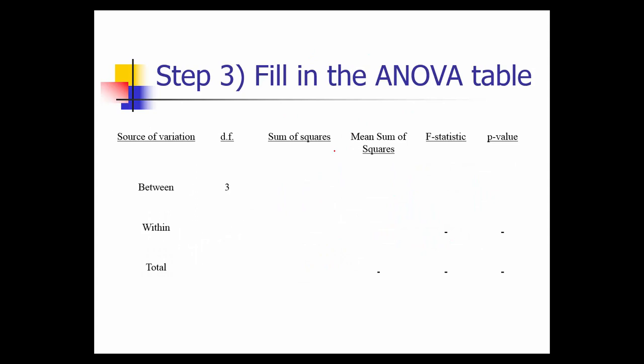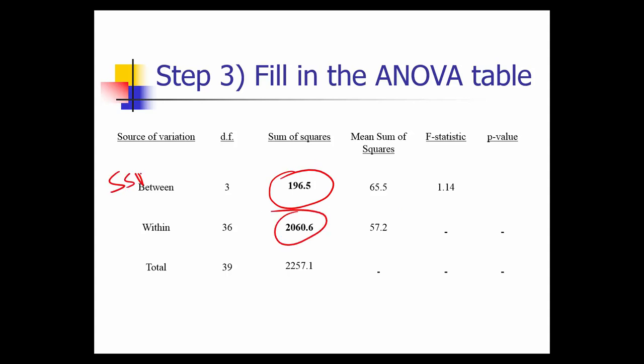So we have this ANOVA table. We have degrees of freedom, sum of squares, mean sum of squares, F statistic, and the corresponding p value. So this is all done, and we have the between variance and the within variance. That means this is SSB, this is SSW.